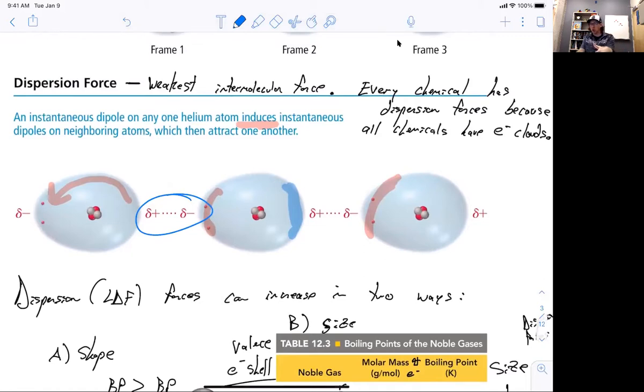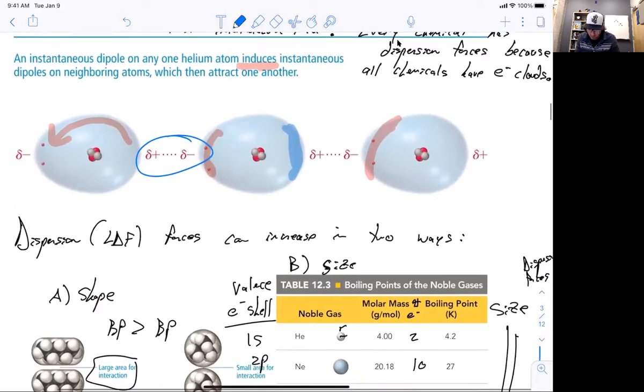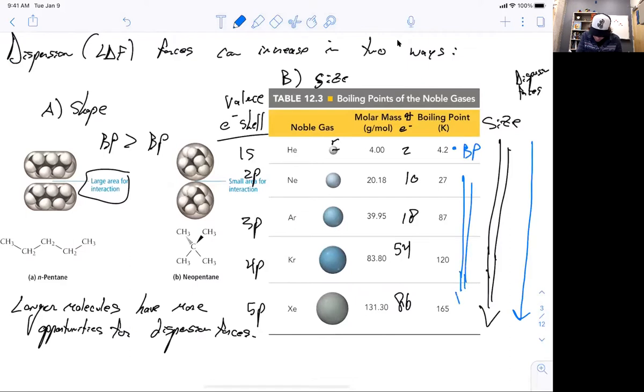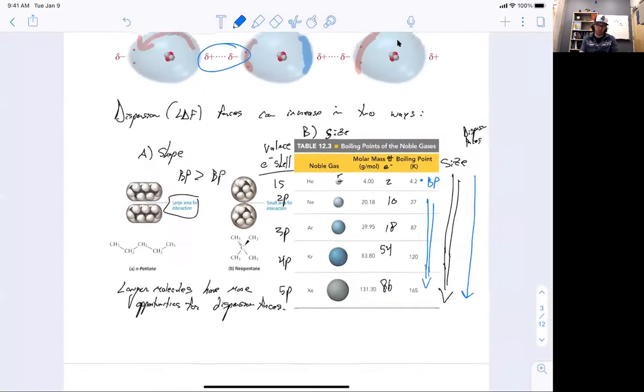So even though we started with helium, helium has the weakest dispersion forces because it's the smallest. And we see that over here with the boiling point in Kelvin, 4 Kelvin. So you have to take helium all the way down to 4 Kelvin to get it into the liquid phase. And we see as we get bigger, the boiling point also increases. As you get more electrons, as you get a bigger electron shell, the dispersion forces increase.